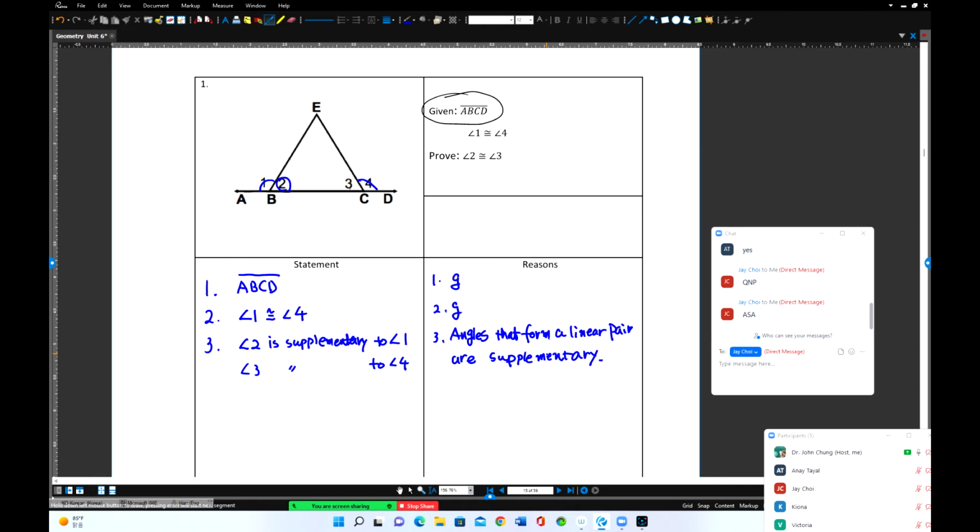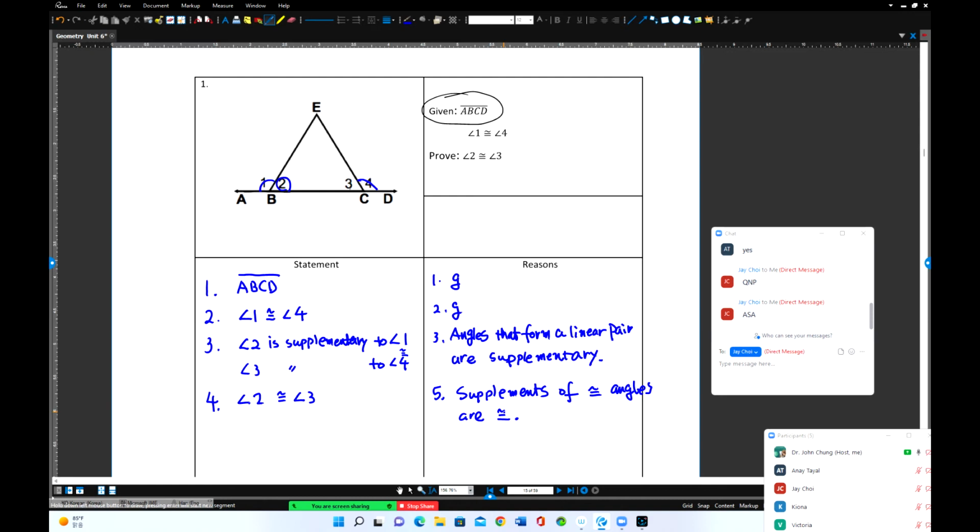Now you can make a conclusion over here. Angle 1, angle 4 congruent. These two angles are congruent. Since their supplements are also congruent, you can say now angle 2 is congruent to angle 3. The reason is: supplements of congruent angles are congruent. That's all, we finished. It's very simple, right?